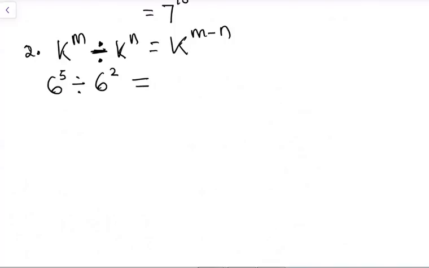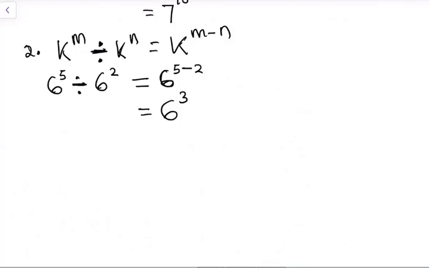If we apply the second law of indices, we have the same base number, and the first index number is 5 and the second index number is 2. Whenever we have division, we're going to subtract the index. It's a standard rule, and this will give us 6 to the power of 3.